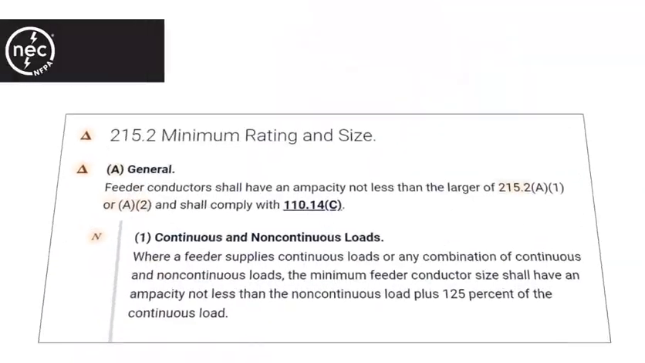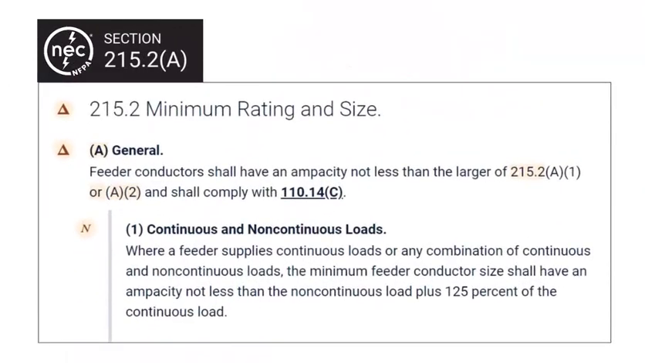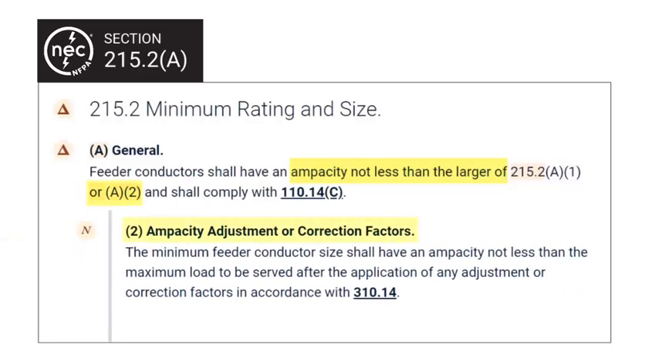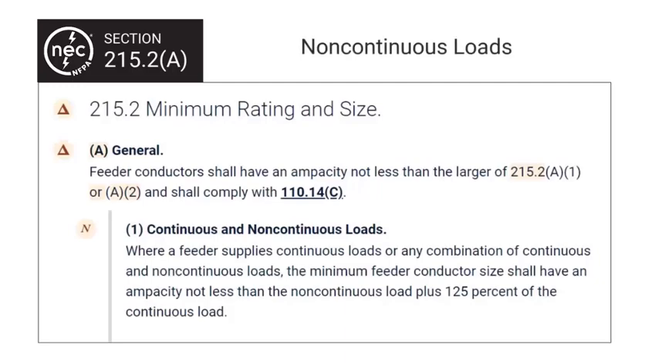Section 215.2(A) of the NEC tells us that feeder conductors shall have an ampacity not less than the larger of 215.2(A)(1), continuous and non-continuous loads, or 215.2(A)(2), ampacity adjustment or correction factors. The size of the primary feeder conductors of our transformer is based on non-continuous loads.